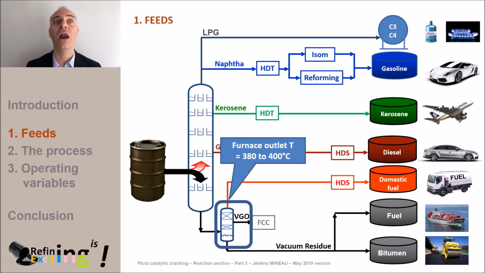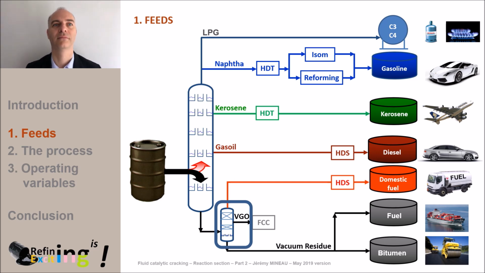As a reminder, a light vacuum gas oil is produced at the top of the vacuum distillation. This cut will be a very good material to produce domestic fuel. For the rest of these videos, I suggest we focus on a VGO feed with a boiling range of 375 to 550 degrees C, since it is a typical VGO distillation range in a conventional vacuum distillation.